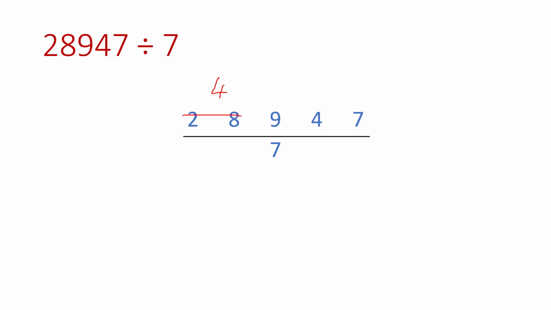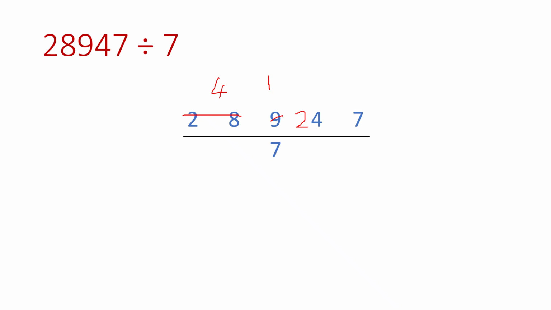So next step, do I have to carry over? The remainder is 0, so I'll just take the 9 alone. Here 9 divided by 7. 7 will go in one time, isn't it? So I will consider 1, but I'll get a remainder of 9 minus 7 is 2. So I will take the 2 to the next digit. It becomes 24.